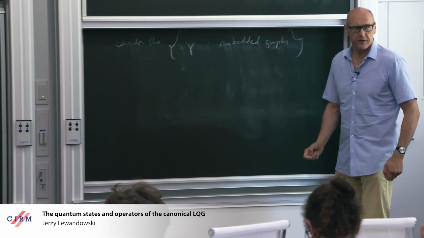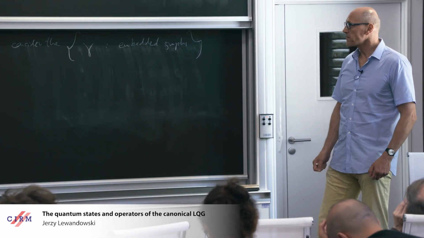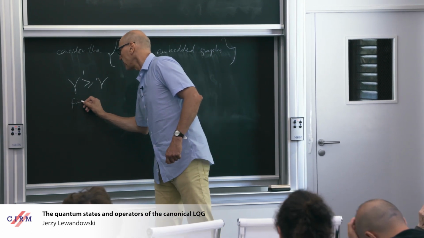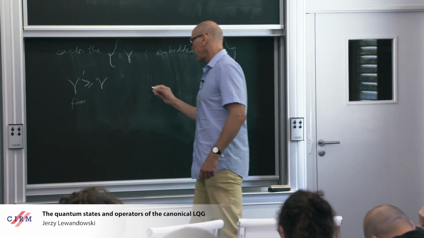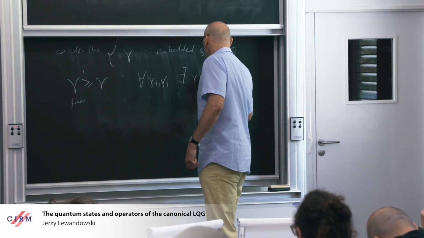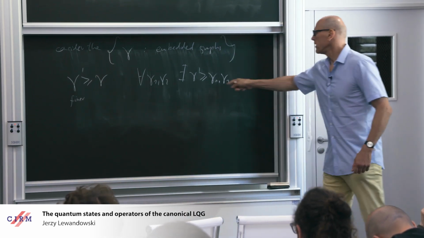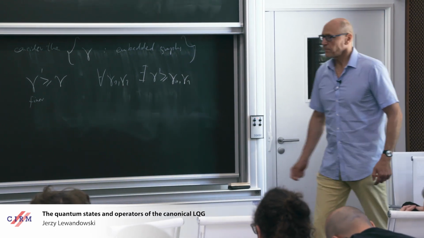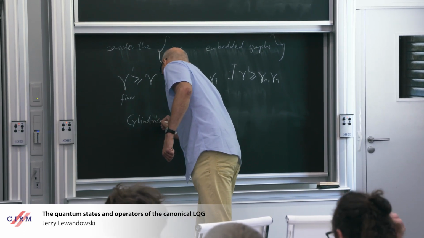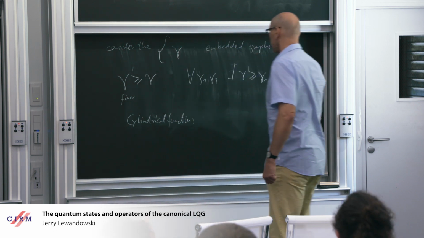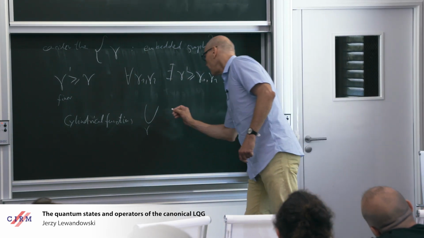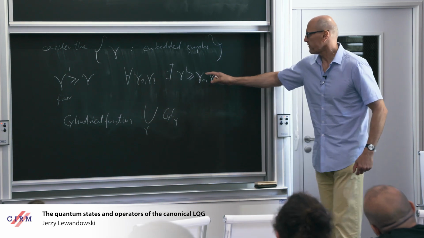Now, what is nice about those embedded graphs is that if we introduce a quite natural relation between them, when one graph is finer than another one, then they satisfy the following: for every pair of graphs there exists a graph which is bigger than both of them. In this way, our set of all cylindrical functions was decomposed as a sum of cylindrical functions defined only on graphs.